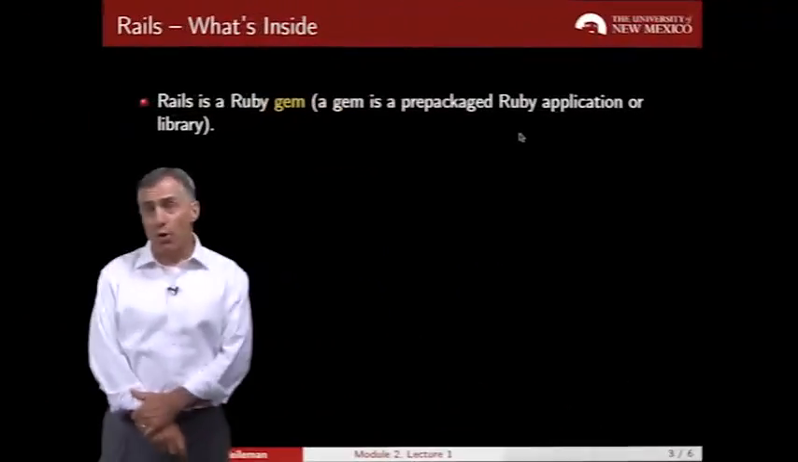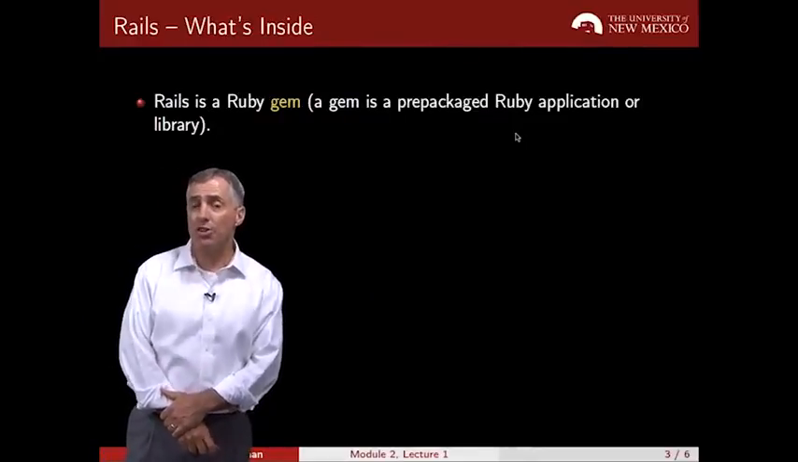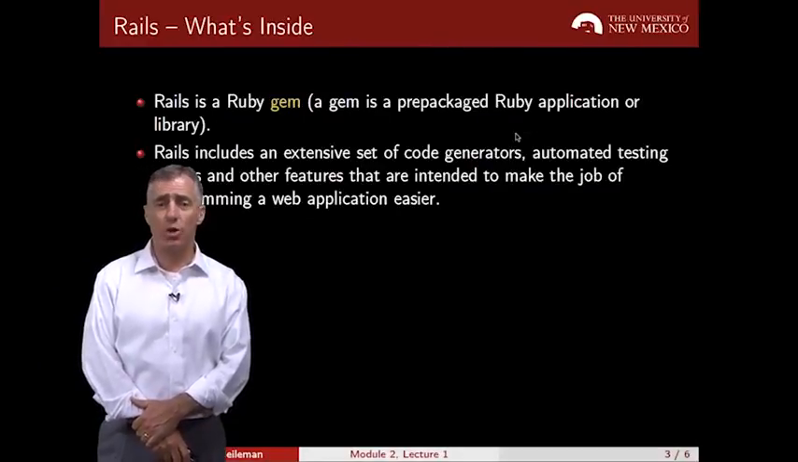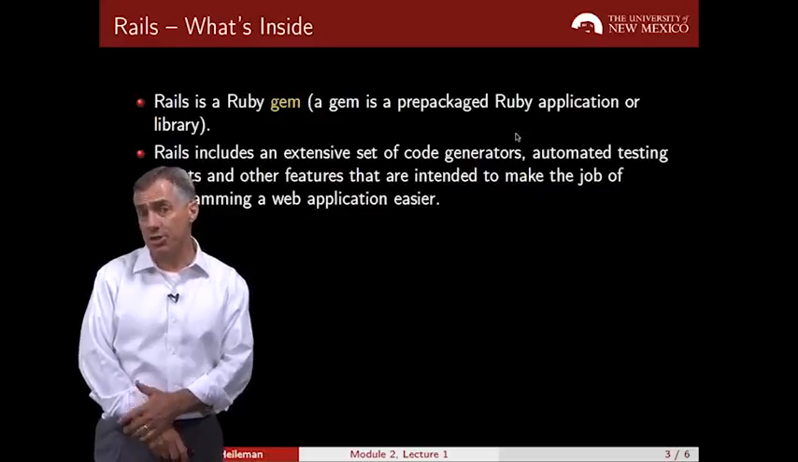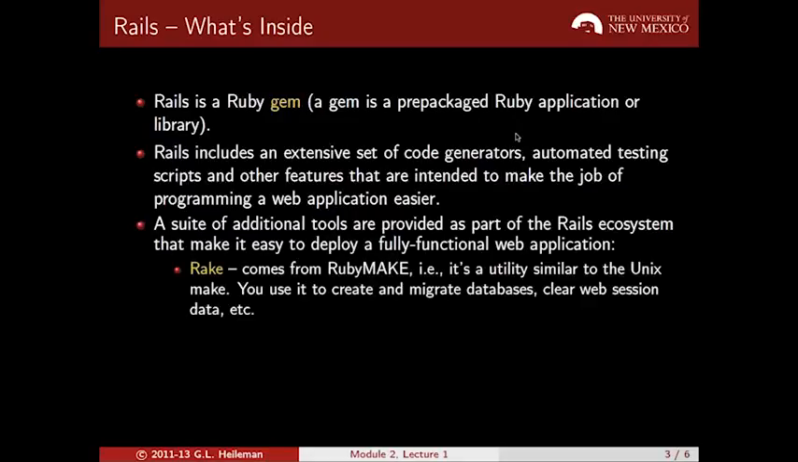this class. As I've already mentioned, Rails is a Ruby gem. In other words, it's a package that's built on top of the Ruby programming language. And it includes an extensive set of code generators, testing scripts, and all sorts of other automated features that you need to learn how to use. It has a suite of additional tools that you can use to help develop your web applications.